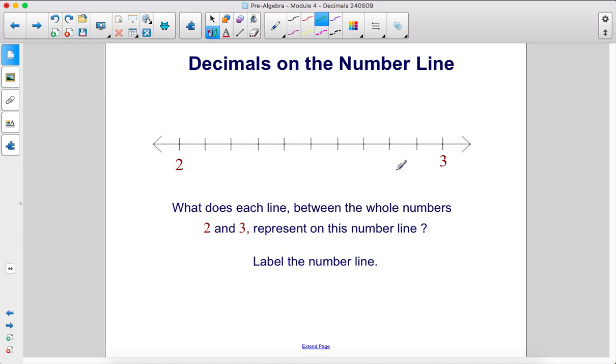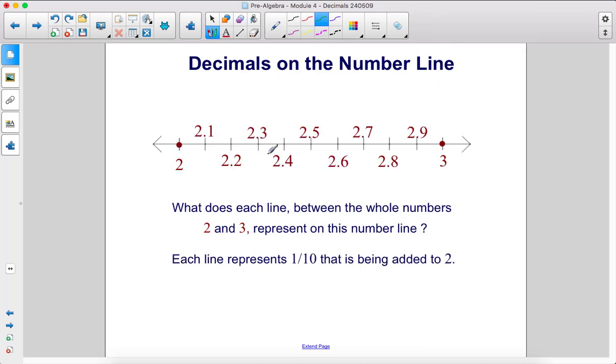What does each line between the whole numbers 2 and 3 represent on this number line? So there's 1, 2, 3, 4, 5, 6, 7, 8, 9 lines creating 10 parts. So 10 parts. We're going to split up 1 by 10. And that answer, 10 going into 1, is 0.1. So 2.1, 2.2, and so on.